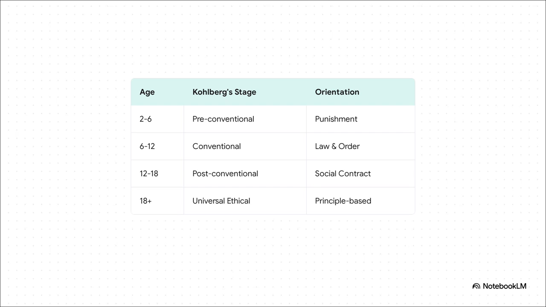This framework tracks their entire moral evolution. They start down at the pre-conventional stage, essentially just trying to avoid punishment. But by adolescence, ages 12 to 18, they elevate to the post-conventional stage. Now they start to understand that rules are actually social contracts designed for the greater good, not just blind commands from authority. Finally, as adults, they strive to operate on universal ethical principles. Understanding these distinct stages allows you to manage classroom discipline with a profound sense of empathy.